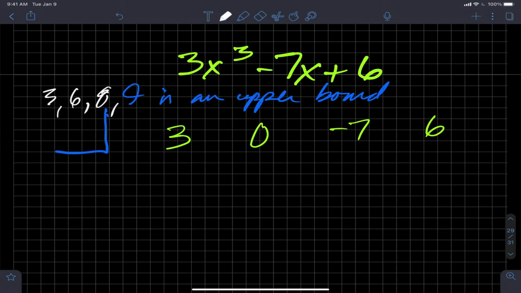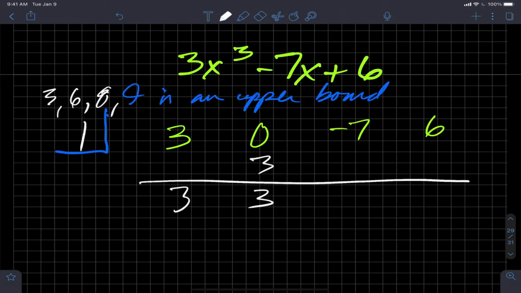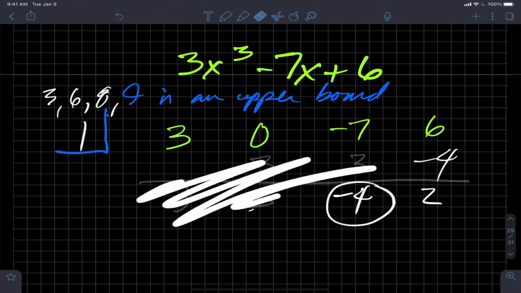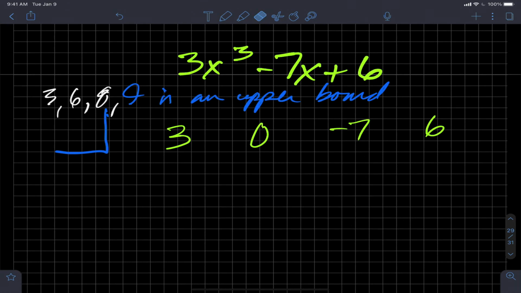And let's see if 1 is an upper bound. We'll skip 2 and see if we can be more efficient. 3 times 1 is 3. Bring the 3 down. 3 times 1 is 3. And 3 plus negative 7 is negative 4. Negative 4 plus 6 is 2. But there's a negative in the row, so it's already out. So now we have to see if 2 is an upper bound. And if 2 is an upper bound, it will be our least upper bound.